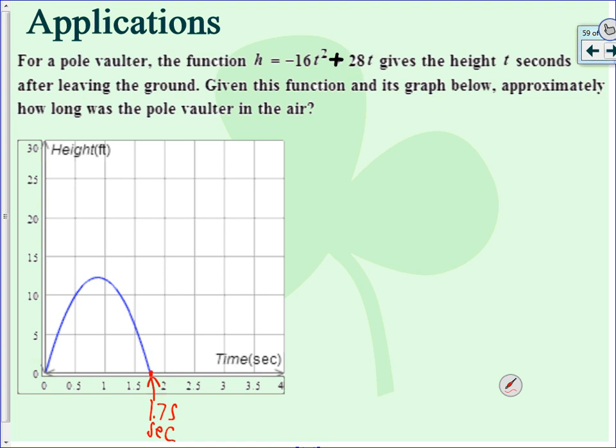So if you are on the ground, what does h equal? H is 0. All right. So if you are on the ground, h is 0. So what I'm going to do is plug in 0 for the height.